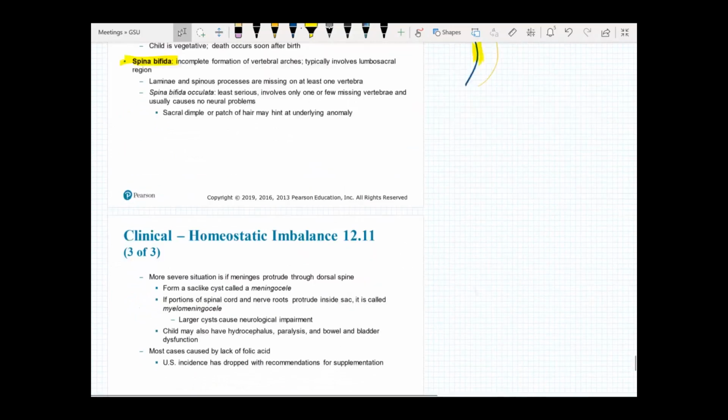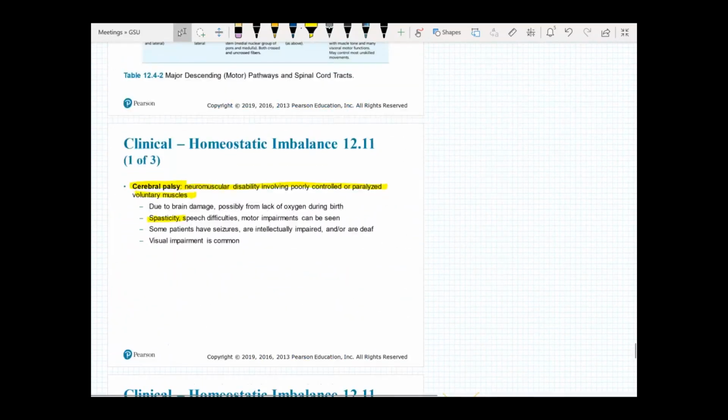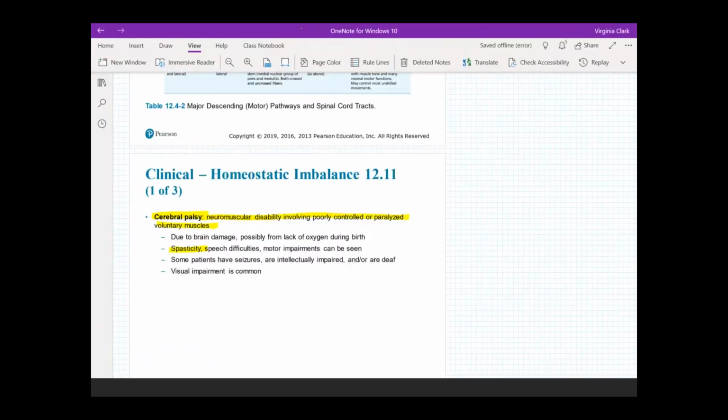So those are the general structures that are developmentally related, of how the nervous system can go wrong. So that's wrapping up the end of chapter 12.